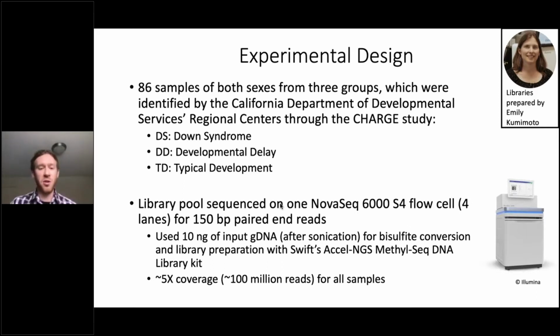So we're really happy with the results, and many of them passed QC with flying colors overall. So it's really great to see that this challenging sample source could be assayed by whole genome bisulfite sequencing.